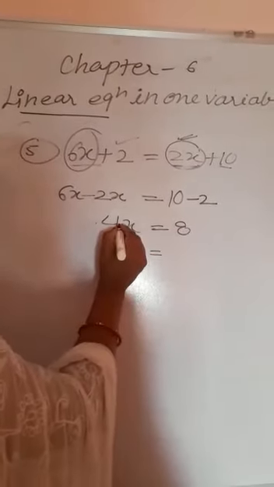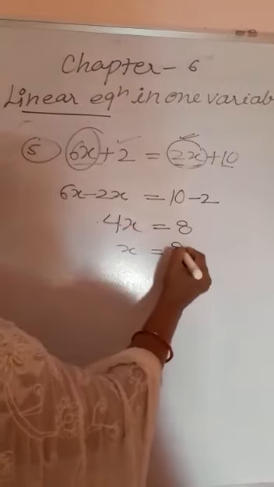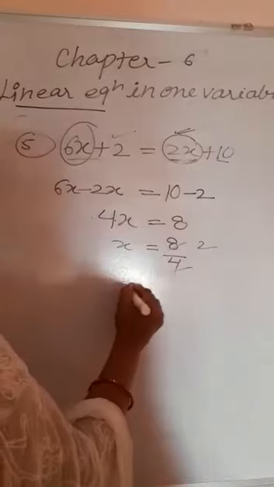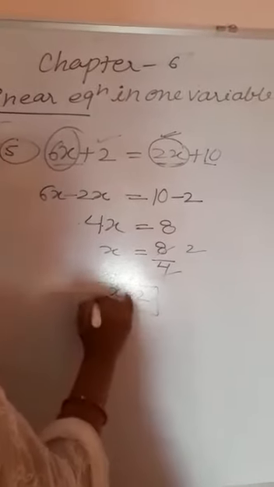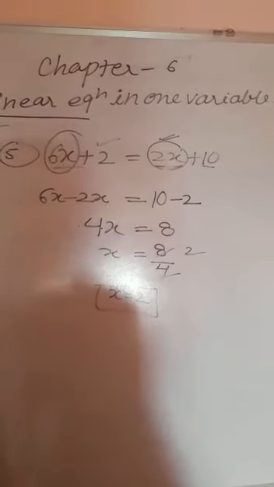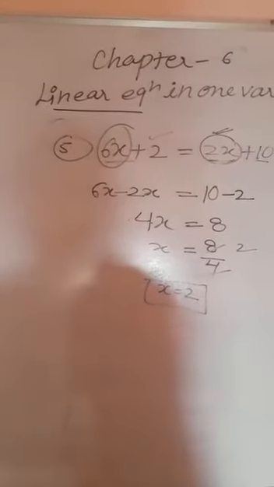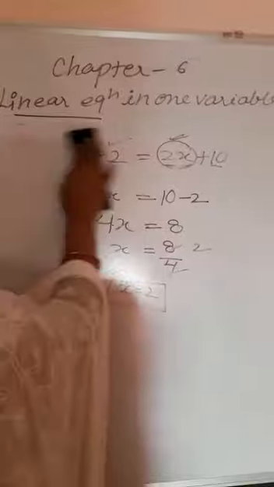4x equals 8. 4 is in multiply, change into divide. 8 by 4, 4 2s are 8. So our answer is x equals 2. Is it clear? Okay.